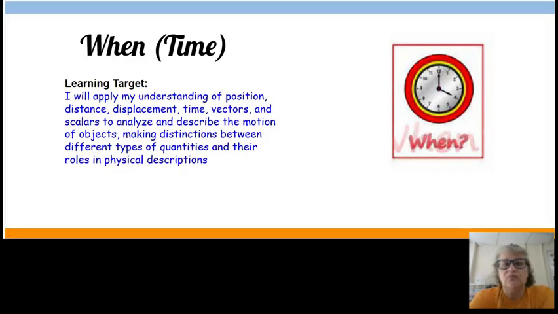This lesson's about the when, right, of motion or time. Okay. Again, our learning target is: I will apply my understanding of position, distance, displacement, time, vectors, and scalars to analyze and describe the motion of objects, making distinctions between different types of quantities and their roles in physical descriptions.